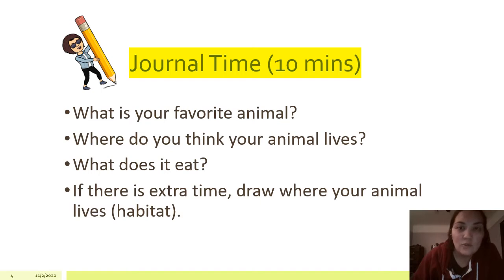And you're going to get 10 minutes. We're going to put the timer on. We're going to have our timer manager start the clock when I say. And if there's extra time, you're going to draw where your animal lives, and maybe a picture of your animal too. Okay, so that's only 10 minutes, not very long. So start thinking while I tell you a little story about what my favorite animal is.